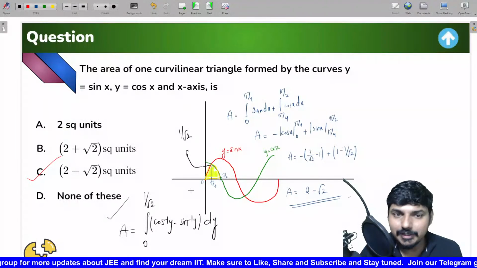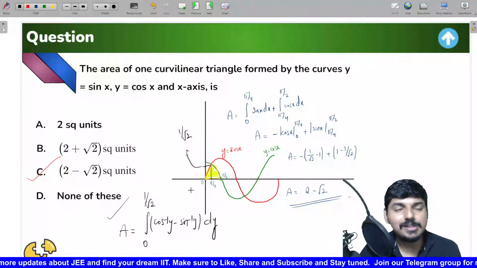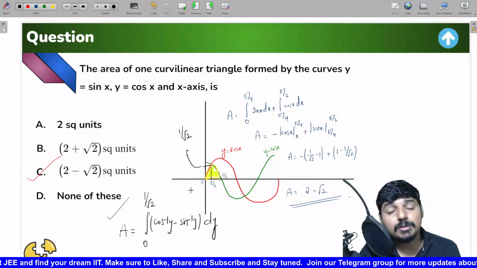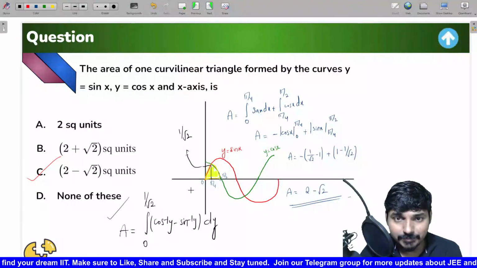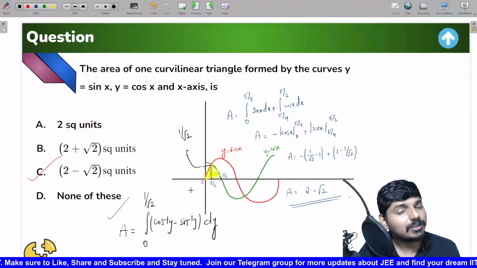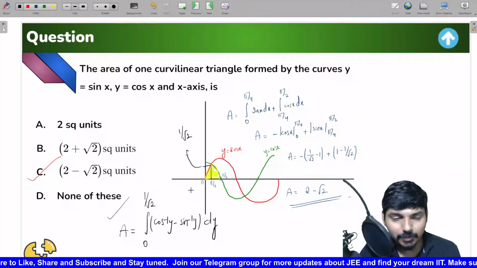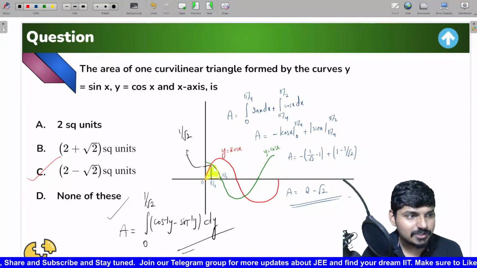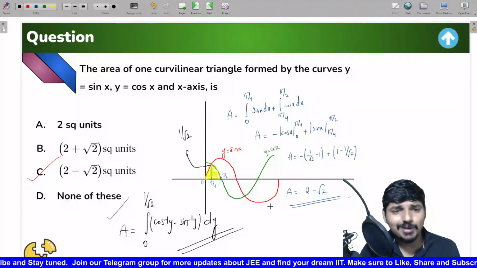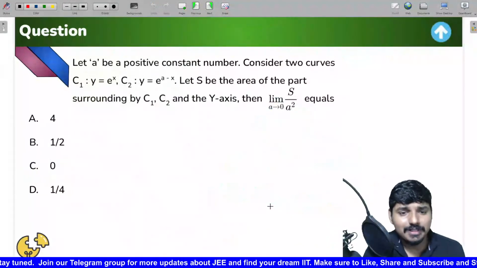So that's what I'm telling you. At the end of the discussion, it all depends upon which one is going to give you the answer very quickly, which one is going to give you the integral which is less complicated. Go with that particular strip. Okay, so I hope this question is clear for everyone out there. So now what we are going to do, let me go to another question.